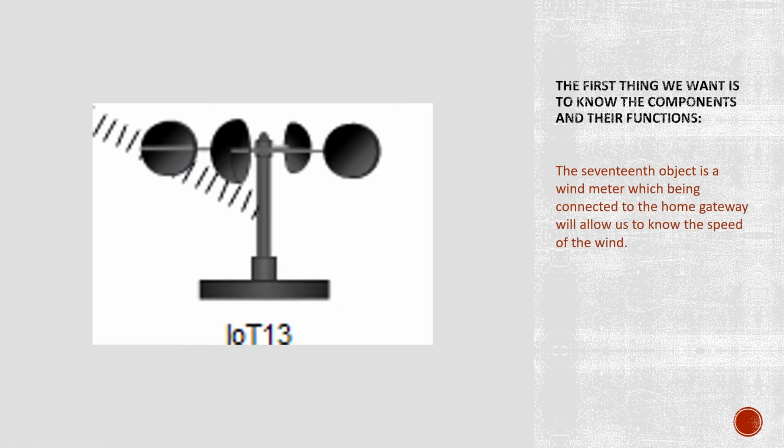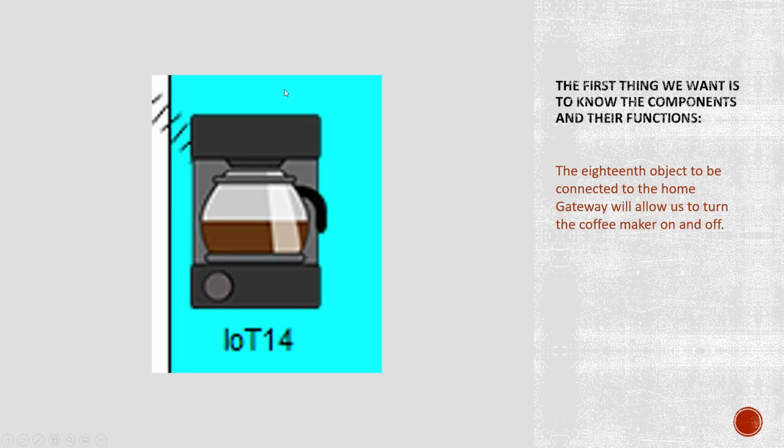The 17th object is a wind meter which, when connected to the home gateway, will allow us to know the speed of the wind. This is the wind meter.